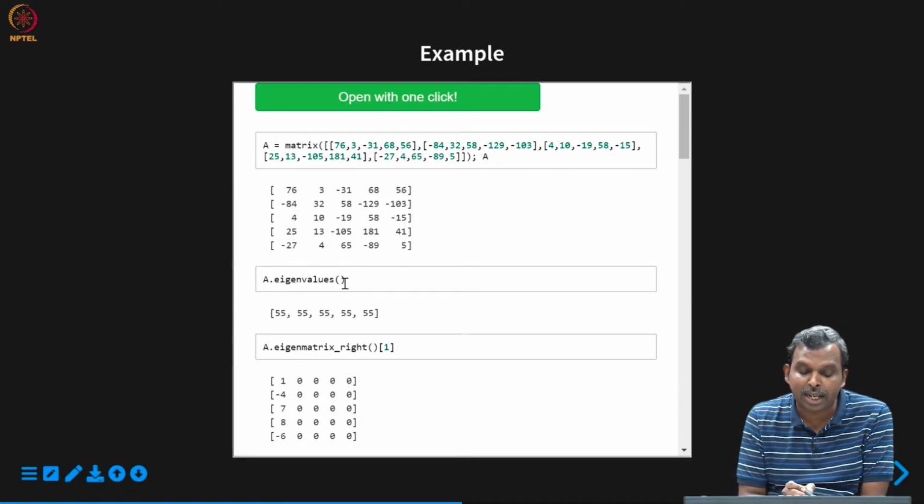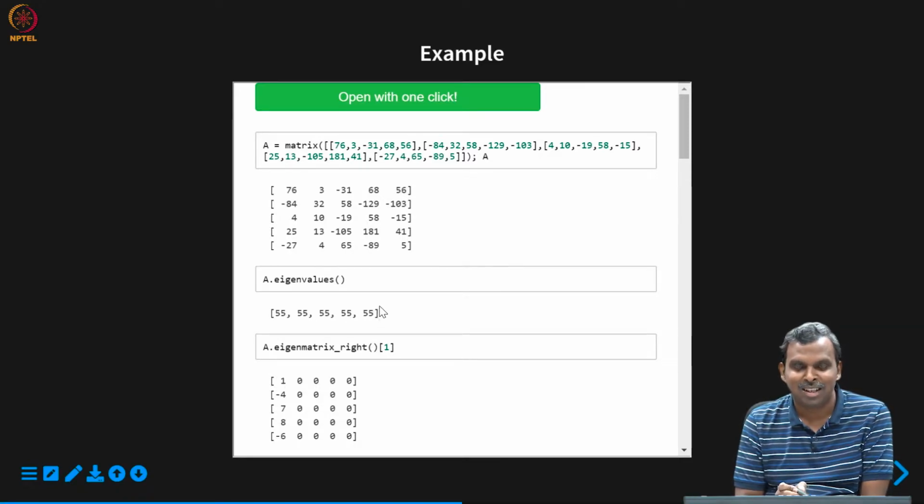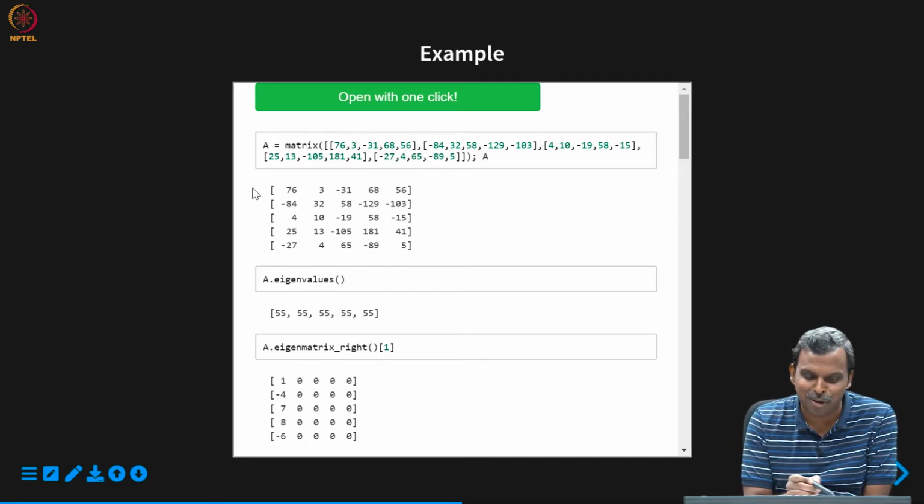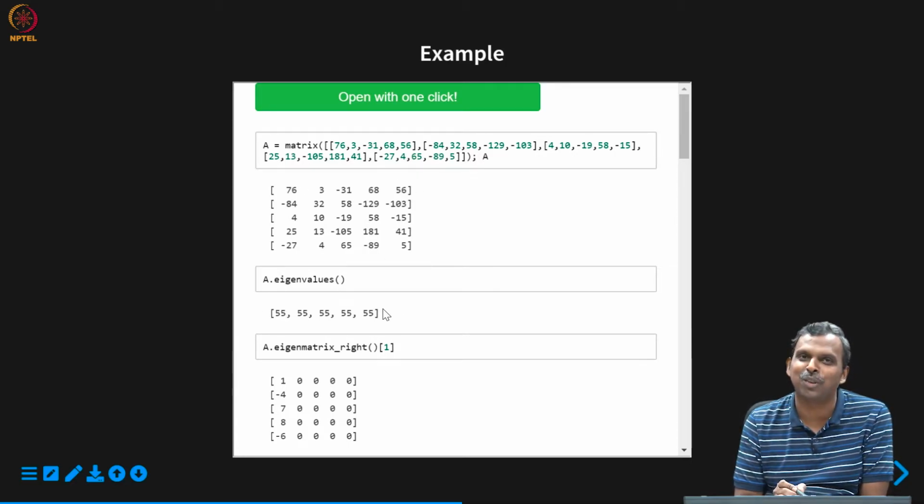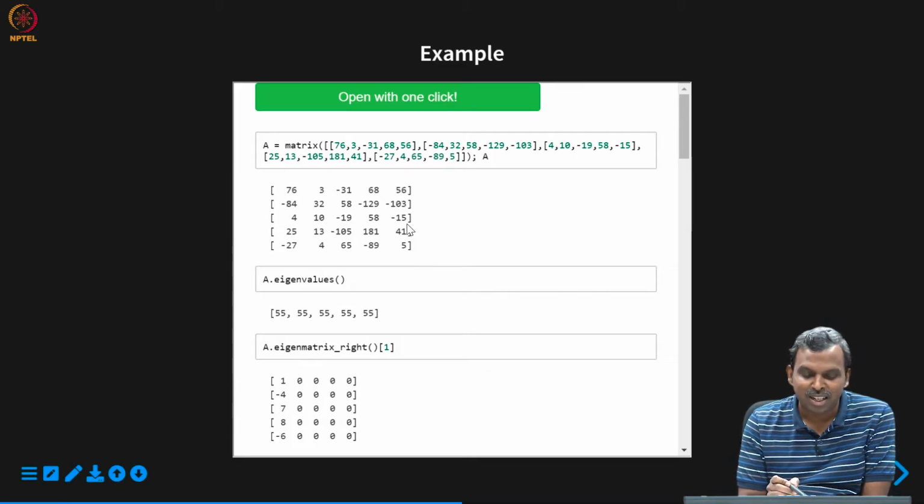In Sage Math, A dot eigenvalues prints out all the eigenvalues, and you see the eigenvalues are 55, 55, 55, 55, 55. This wouldn't have happened by magic, right? If I were to put random numbers here, it's very unlikely you would get 55, 55. So this is again just an example to show you.